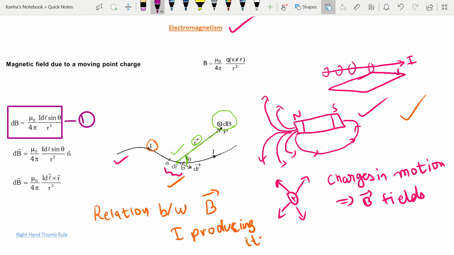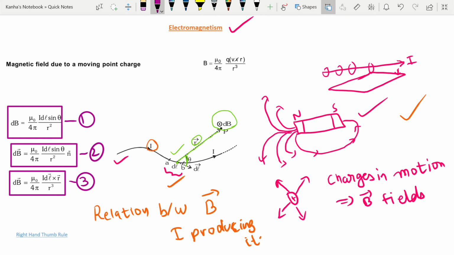Okay, this is the first equation. This is basically a vector form, so you can write this magnetic field in the vector form as well. Okay, and what is n cap here? n cap is the unit vector perpendicular to the plane of IDL and r. Okay, and why do we get this? Basically, this is the actual vector form of the entire thing. It's mu naught by 4 pi into I into dl cross r by r cube. Okay, this is what you should take into consideration.